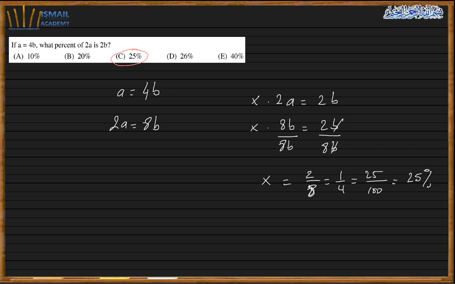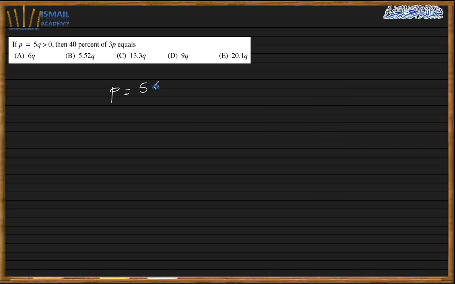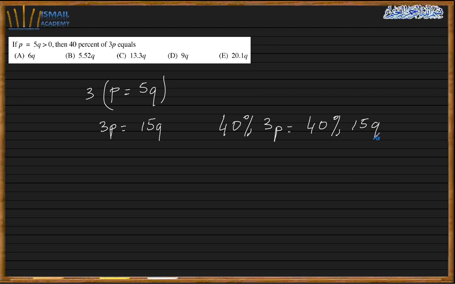Next question. So P equals 5Q. Then what is 40% of 3P? So what I do here, I multiply both sides by 3. So I got 3P is 15Q. So 40% of 3P is the same thing as 40% of 15Q, which is 40 over 100 times 15Q. Or I can use the idea of 0.4 times 15, because here they don't look for percent.